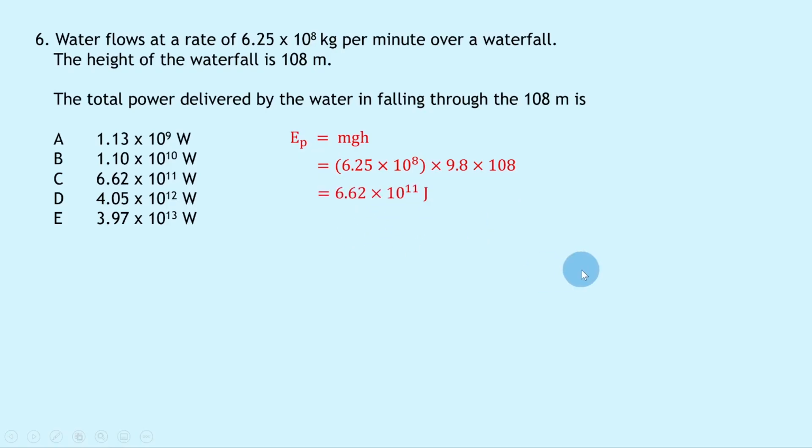And now we can calculate our power using P equals E over T, but I'm just going to label it EP because that's what we used for our energy here. So subbing in the numbers now, we get 6.62 times 10 to the 11 divided by 60 because our time was per minute or 60 seconds, and putting that into your calculator should give you an answer of 1.10 times 10 to the 10 watts, which you'll see gives the answer B.